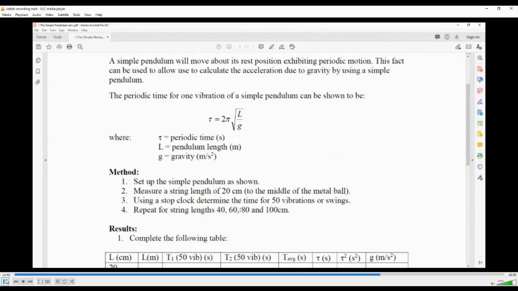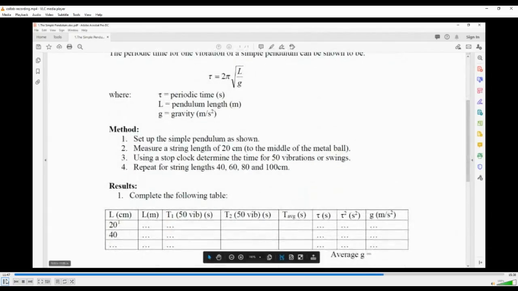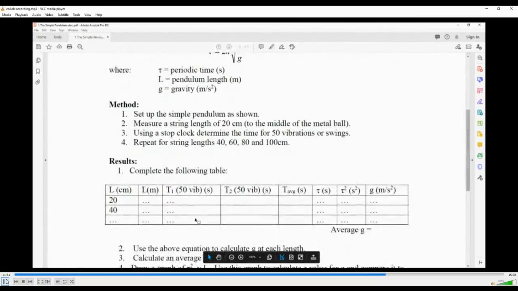And then we're going to repeat this experiment at 40, 60, and 80 centimeters, and we're going to fill in this table. So we're going to do it at 20, 40, 60, and obviously 80 and 100 centimeters. We're going to convert that length to meters. How do we do that? We multiply by 10 to the minus 2, or we divide by 100.